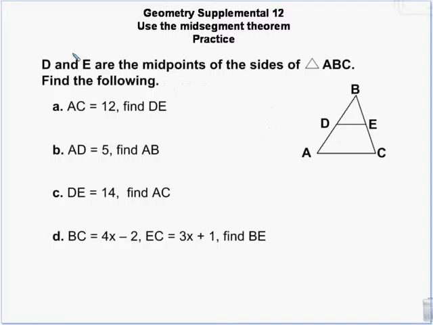D and E are the midpoints of ABC. We're going to try to find the following. I know AC is 12. So how much is DE? 6. AD is 5. So that's this little piece right here. And now I want to find the whole thing. DE is 14. That's the short piece. What's AC?